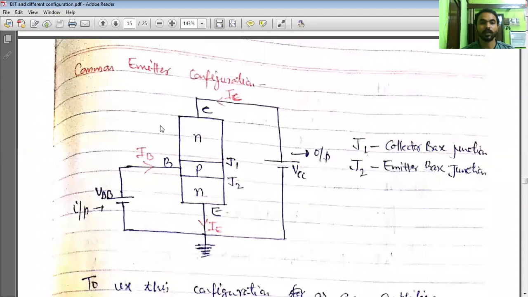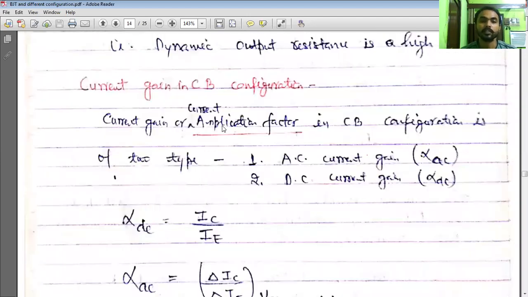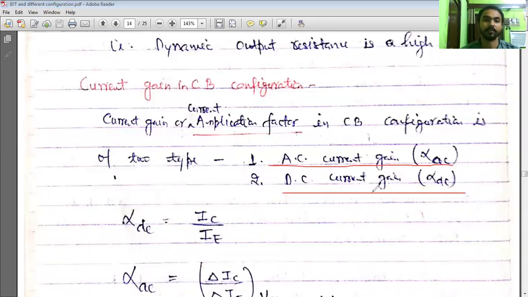Okay, so we'll see the current gain again in the CB configuration. We have two types of current gain. One type is called AC current gain and one type is called DC current gain. The DC current gain is a constant value, so it gives you constant IC divided by constant IE. But when you go for the AC, basically it gives you the change, what we have calculated here.